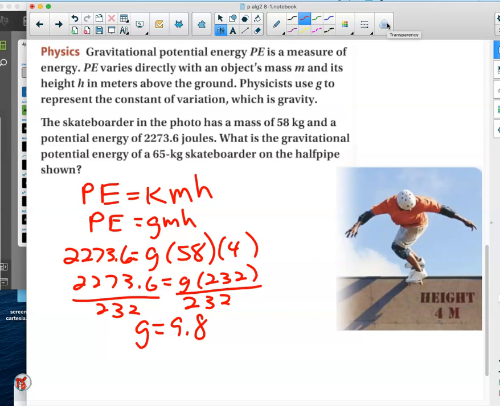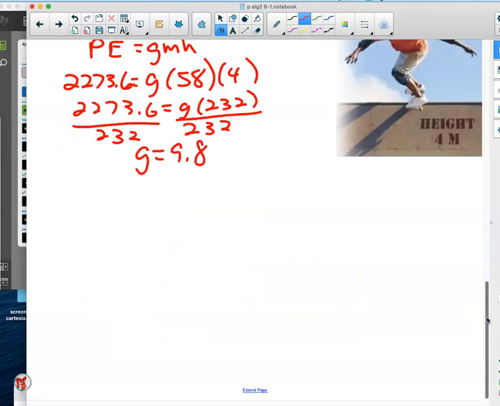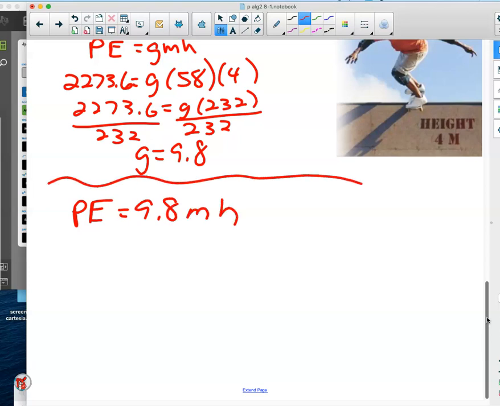You just have to learn about variation. So now we do. So there's G. Let's plug it in. PE equals 9.8 mH, because we still have to answer their question.